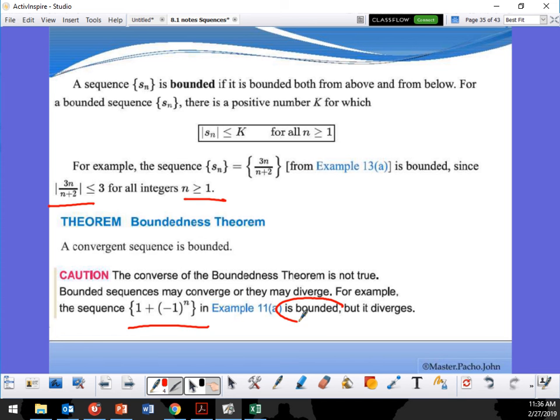This one is bounded because it's only going in between my 2 and 0, right? So it is somewhere in between there and there. So it's only going to go all the time in between those two. They're bounded, but since it doesn't have a limit, it doesn't go to one number, therefore it has to be divergent.